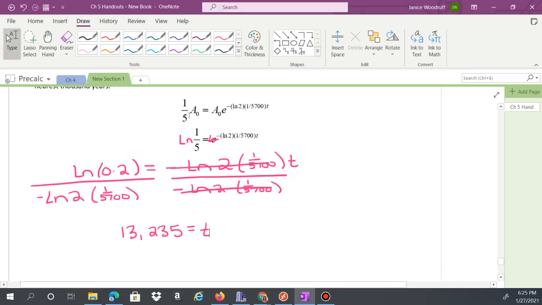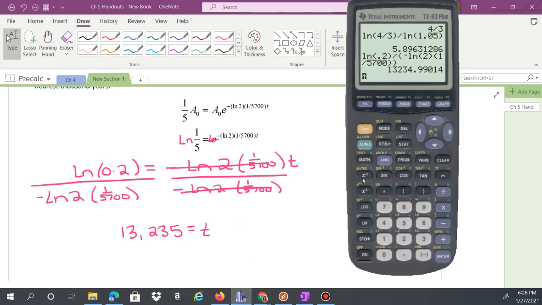And we can check it if we want. We can go e to, we're putting it in here, negative natural log 2 times 1 over 5,700 times 13,235. Yeah. And that gives you 0.2, or almost 0.2. Yeah, it would round to 0.2, so 1/5.